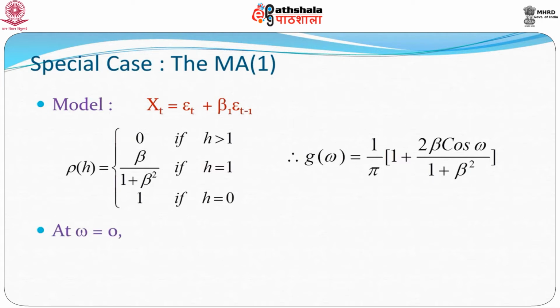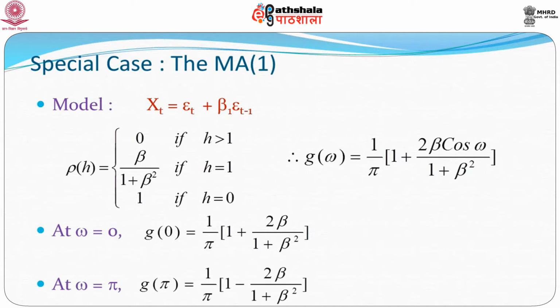At omega equal to 0, we have g(0), and you substitute the value of omega in cos omega, and you have (1 plus twice beta by 1 plus beta square) in the bracket. If we take omega equal to pi, that is at the other extreme, g(pi) becomes 1 by pi (1 minus twice beta by 1 plus beta square).